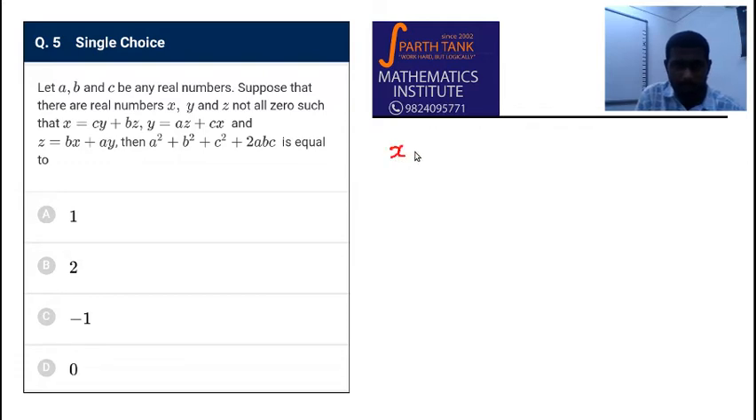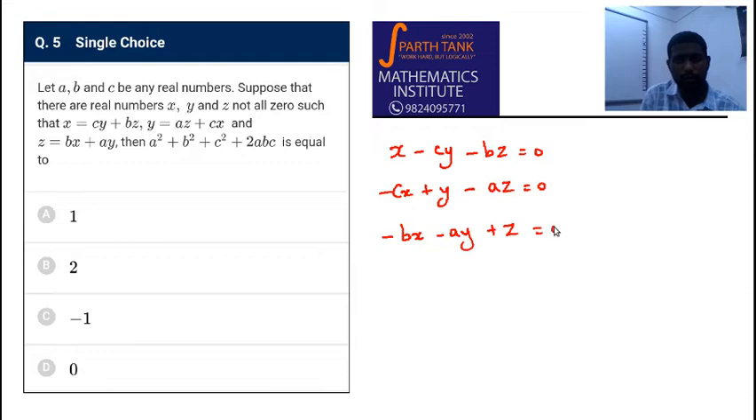If I write it in the standard form, I can write it like this. First equation. Second equation, minus cx plus y minus az is 0. And the third one, minus bx minus ay plus z is equal to 0. Now this is what we call a homogeneous system, right? Because a homogeneous set of equations has all zeros on the right hand side.